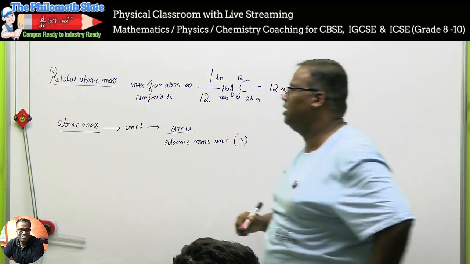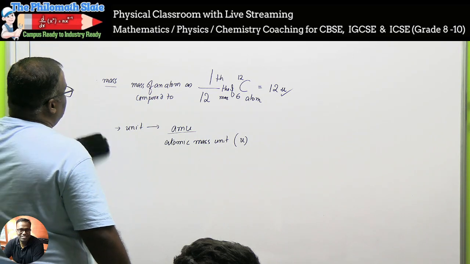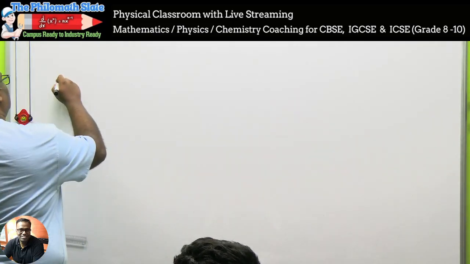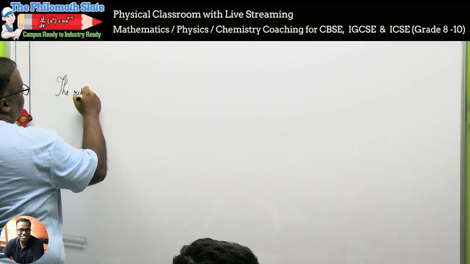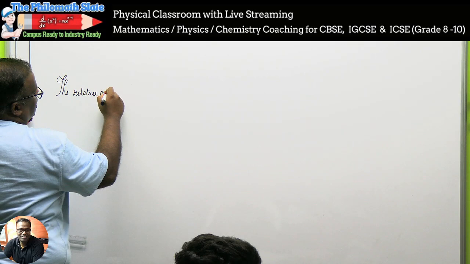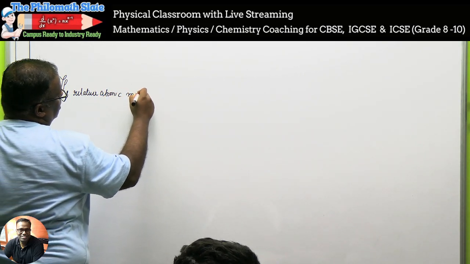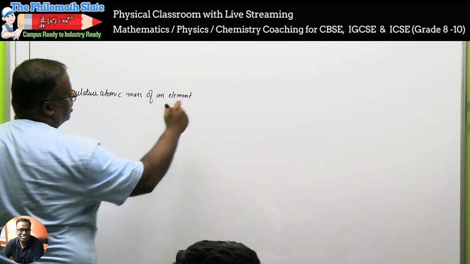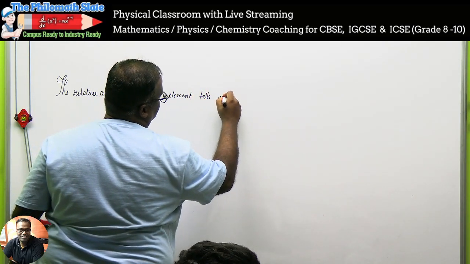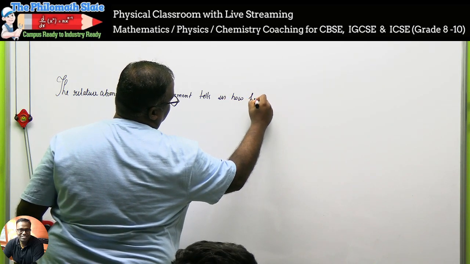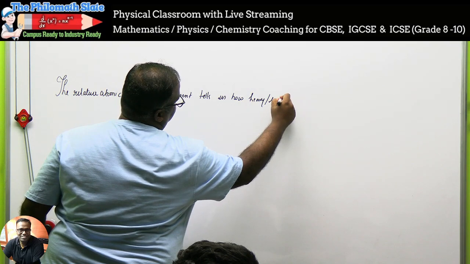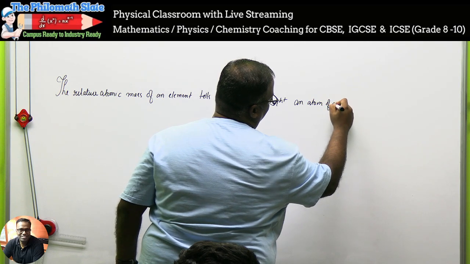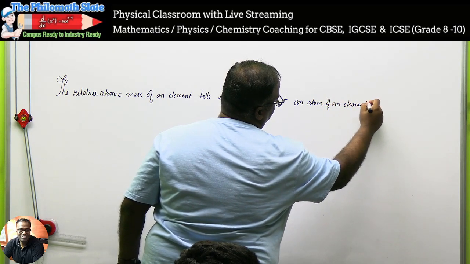So let me write something and hold on. Don't write anything yet, okay? Just hold on. The relative atomic mass of an element tells us how heavy or light an atom of an element is.